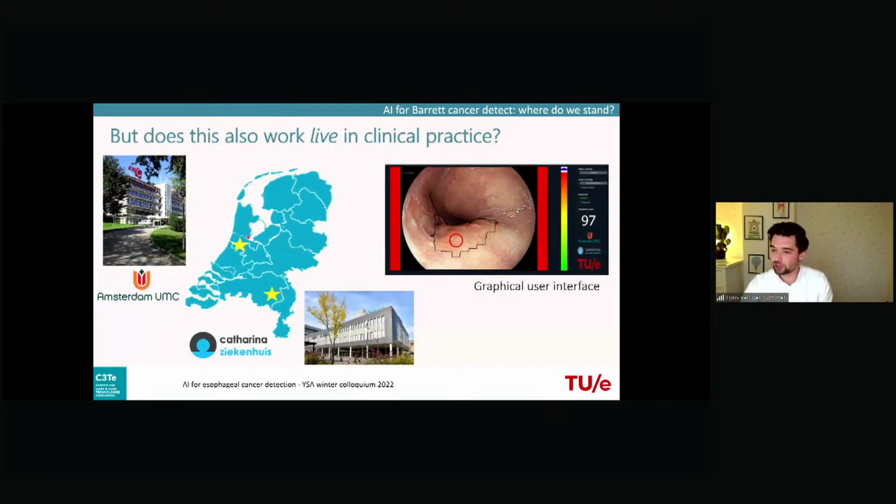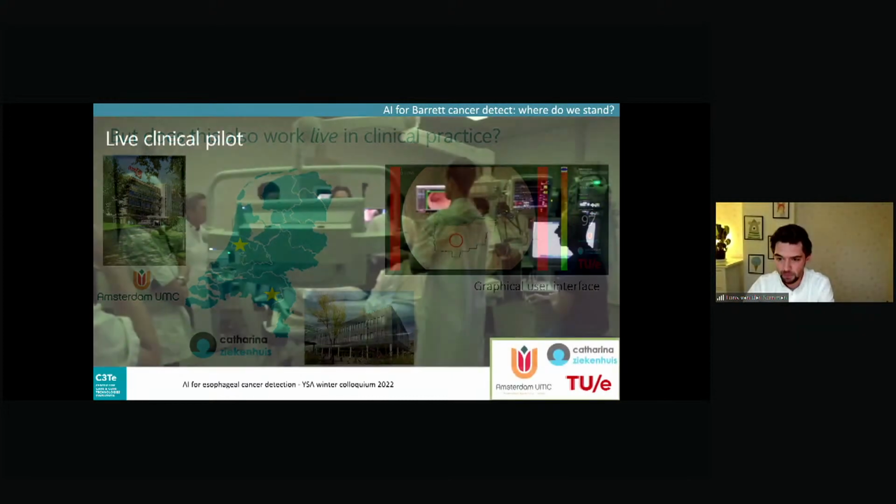Then we took this system to the hospital, basically to two hospitals, one in Amsterdam, one in Eindhoven. And we developed this graphical user interface where basically when you take an image, this would directly tell the medical doctor, okay, there is cancer detected in this image and you should take a biopsy over here. And it also showed some confidence score and some uncertainty margin around it.